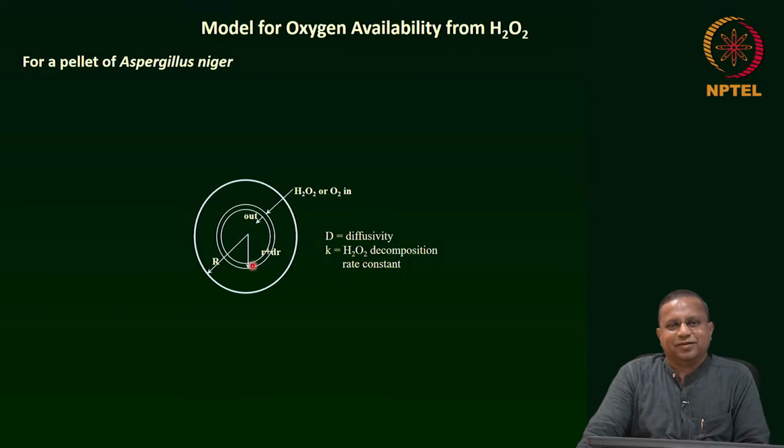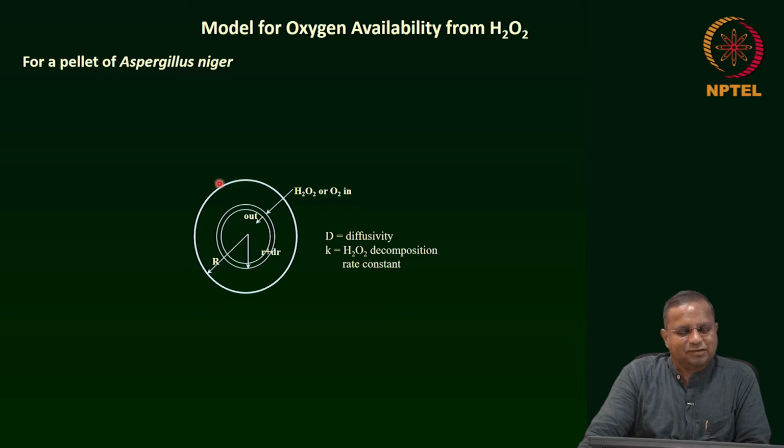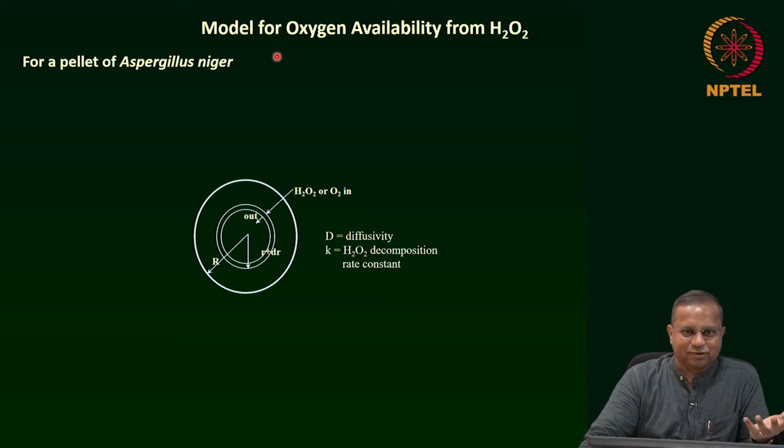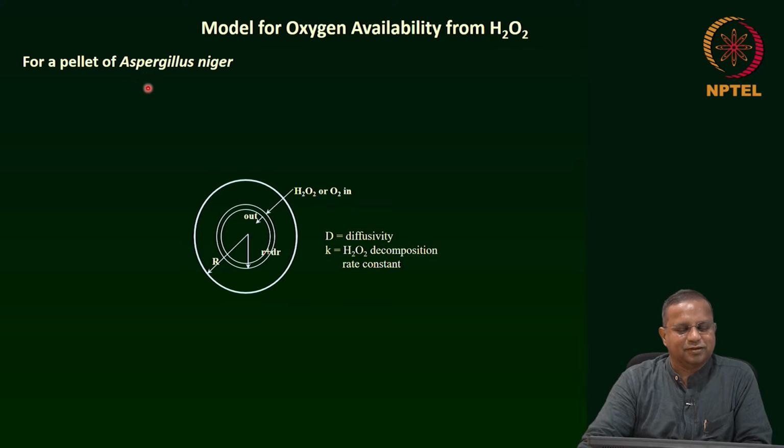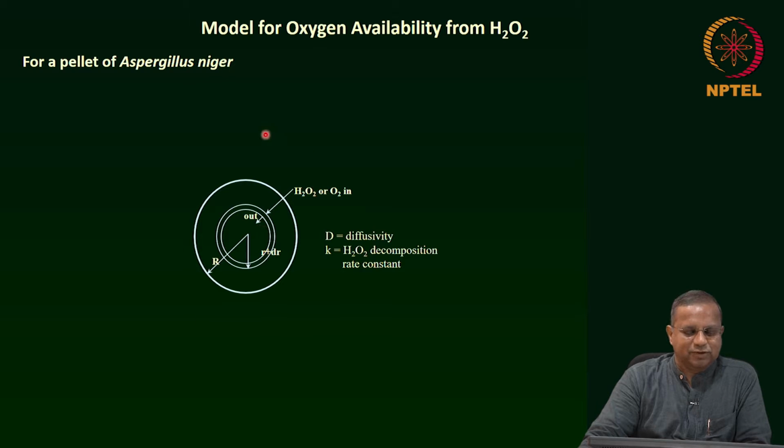Welcome back. This is the summary of what we saw in the previous class. It's nice to see it all in one form. I'd shown you the paper first to give you the entire set of details, and now I am summarizing. Here, for a pellet of Aspergillus niger, we represented the pellet as a sphere, and then we did shell balances here.